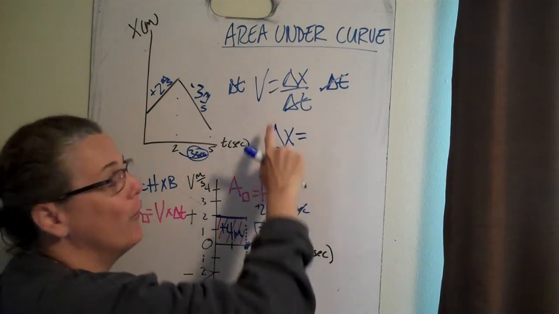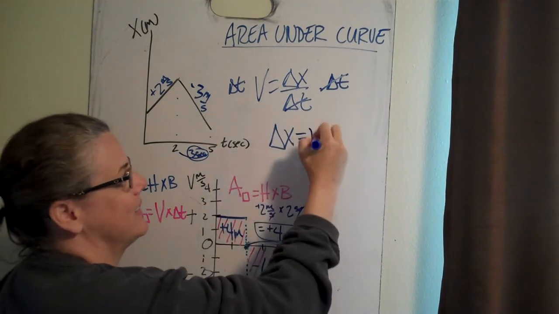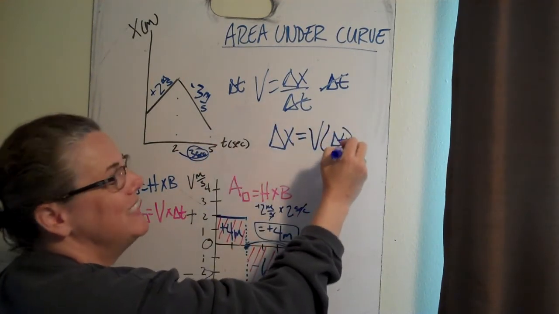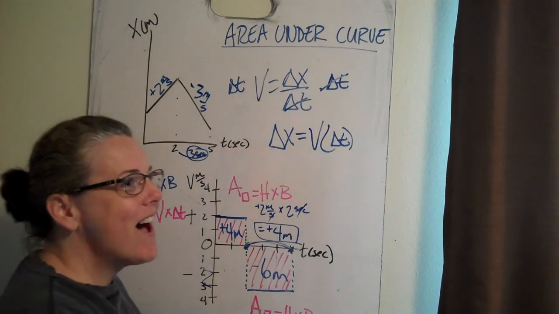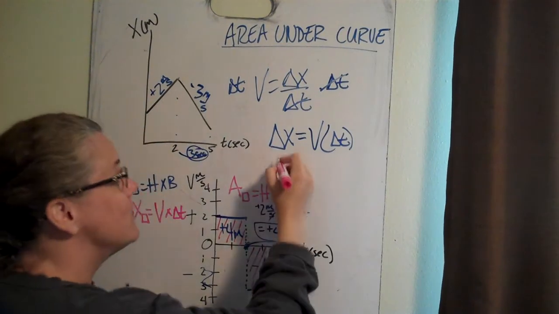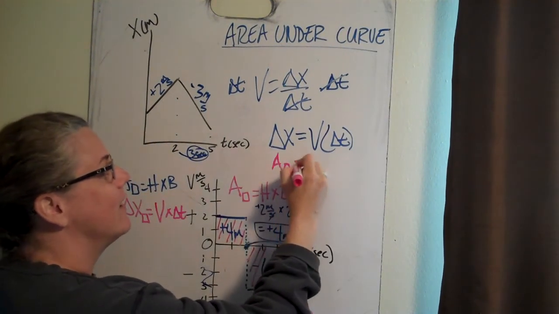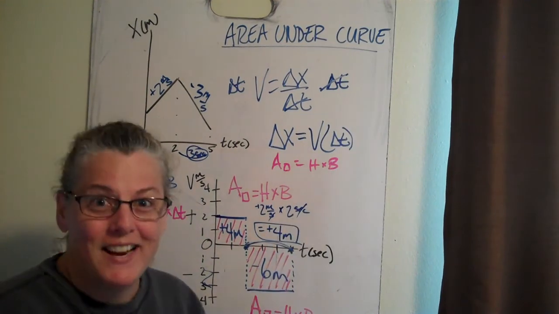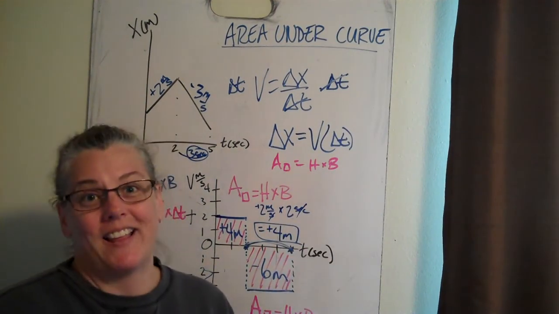is equal to velocity times my delta t. What? Which is the area, which is height times my base. They mean the same thing.